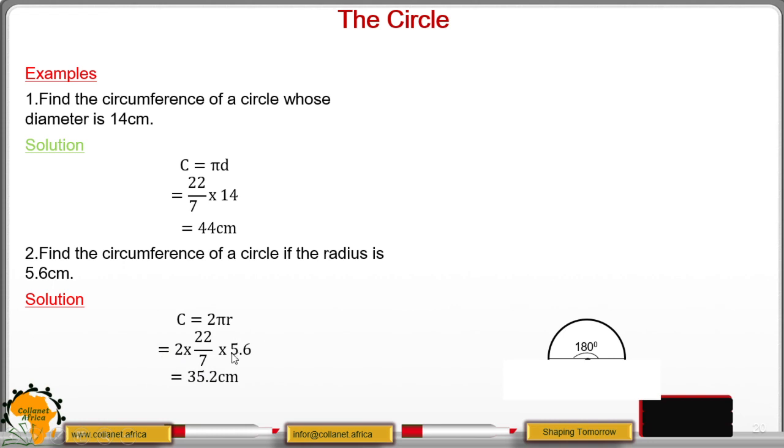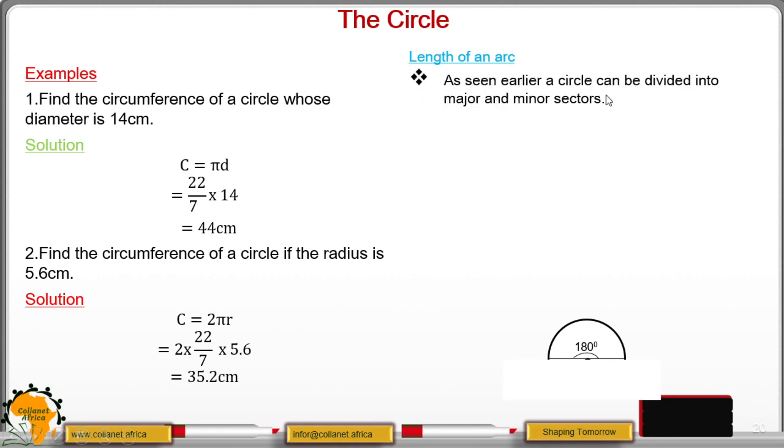And when you multiply all this, you get that it is 35.2 centimeters. From there, we can move to another term, length of an arc. We have seen that an arc is part of the circumference. So we have seen that when you want to get the arcs, we are dividing the circle into either major or minor sectors. And the angle at the center can be expressed as a fraction of the whole circle.